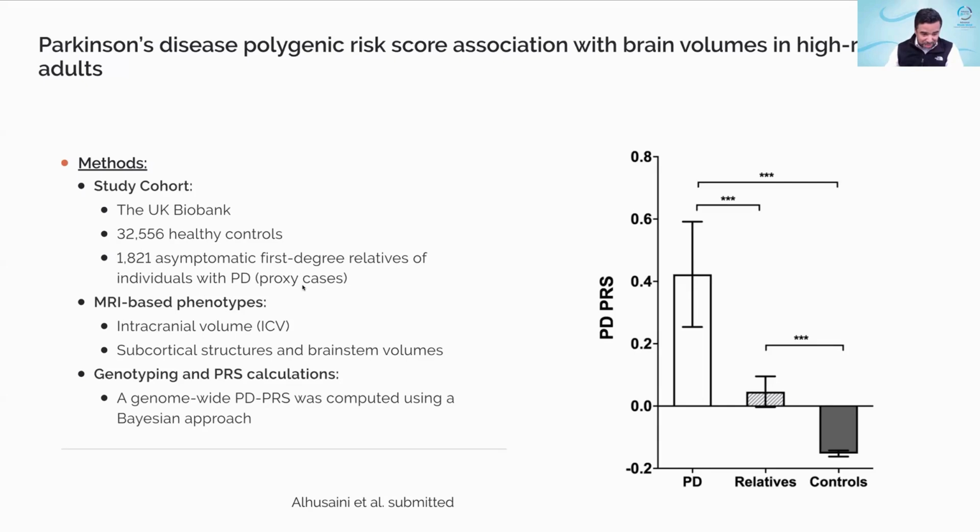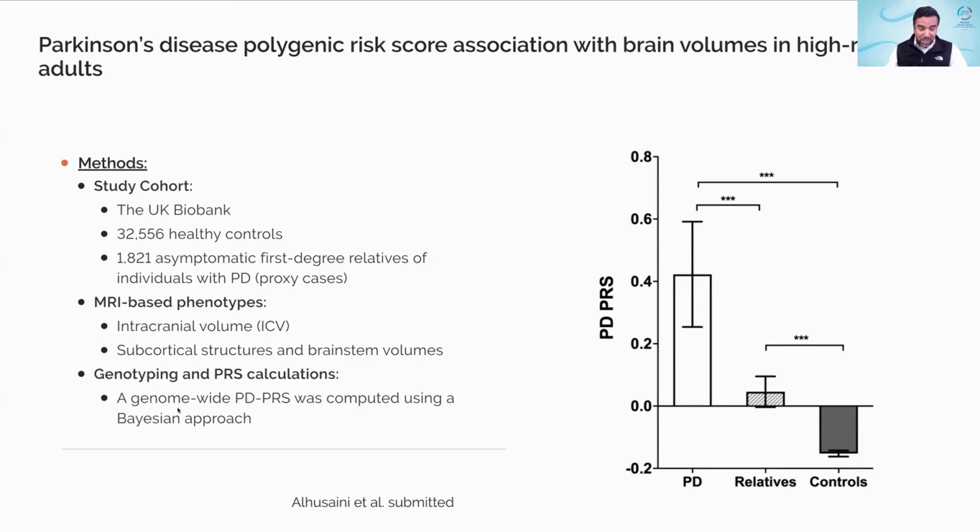We labeled them as proxy cases. We didn't include Parkinson's disease patients here because we know their imaging could be altered by the disease itself. And our imaging phenotype was intracranial volume, subcortical structures, and brainstem volumes as well. So these are specific regions that are involved in Parkinson's disease.